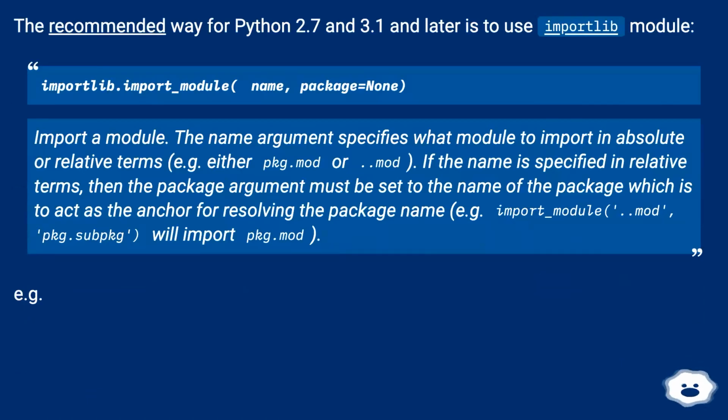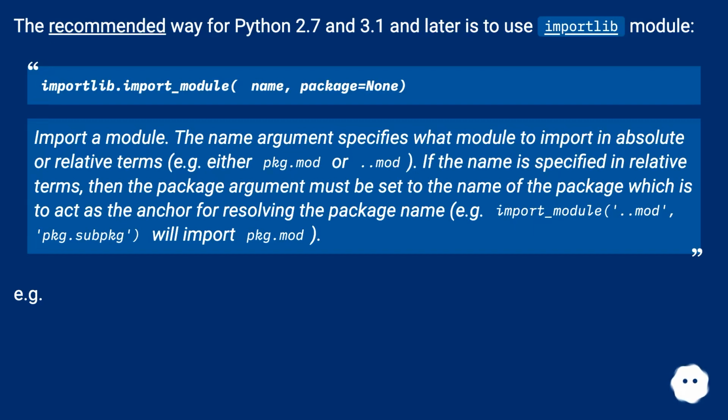The recommended way for Python 2.7 and 3.1 and later is to use the importlib module. importlib.import_module(name, package=None). Import a module. The name argument specifies what module to import in absolute or relative terms, for example either pkg.mod or ..mod. If the name is specified in relative terms, then the package argument must be set to the name of the package, which is to act as the anchor for resolving the package name. For example, import_module('..mod', 'pkg.sub') will import pkg.mod.